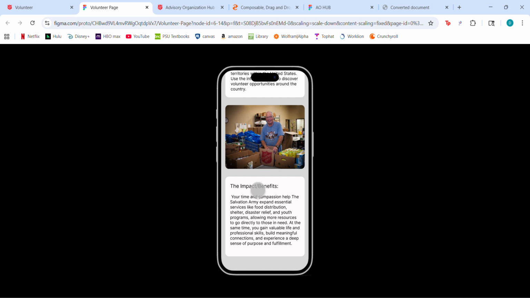Finally, we add the impacts and benefits of the volunteers at the Salvation Army, how it can impact the community, how it can impact the people that they help, and how it can impact your self-growth.